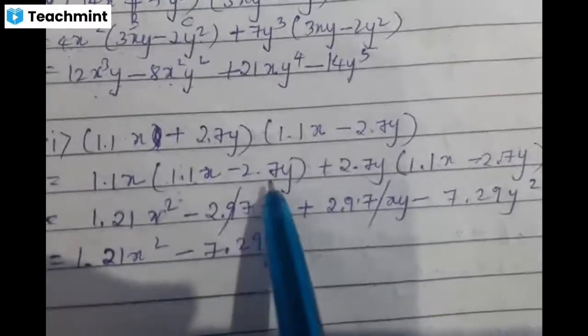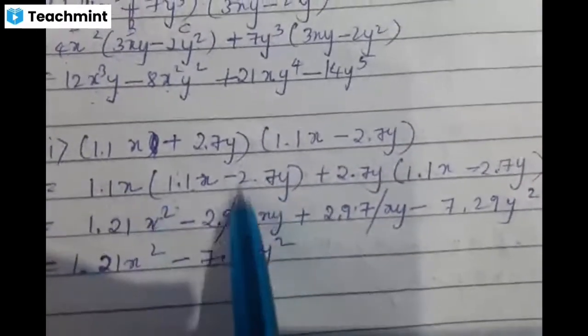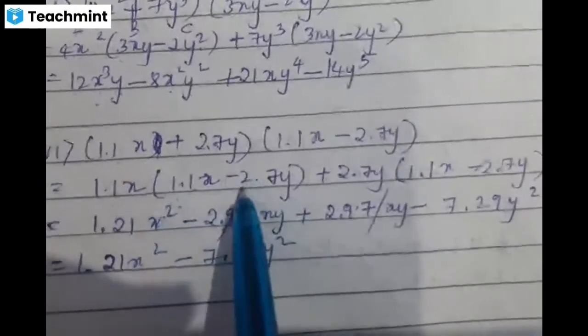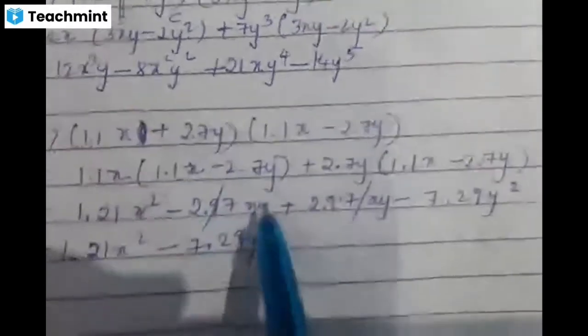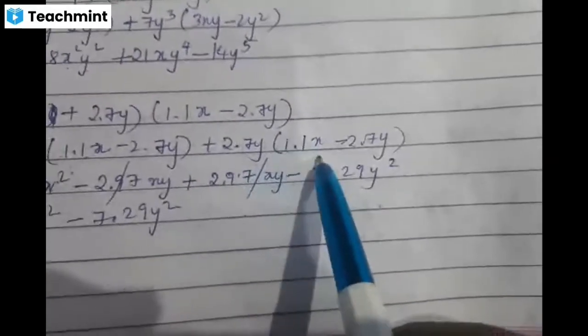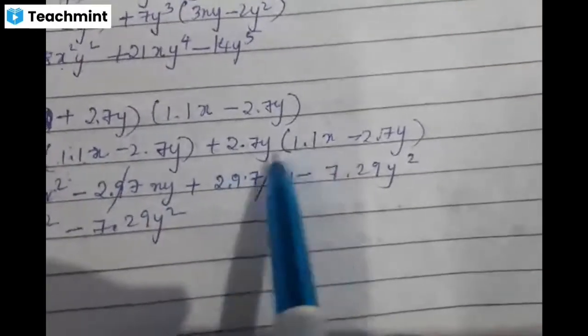1.1 into 2.7. If I multiply, I am going to get 2.97. Here 11, you have to take it as 11. This has 27, children. 11 7s are 77, 7 carry. 11 2s are 22 plus 7, 29. After decimal point, you should have two digits. So from right side, 1, 2, I keep the decimal point. I get 2.97 x into y. Here 2.7y into 1.1x. We know 11 into 27 is 297. Write the same 2.97 x into y. Here minus sign you have.